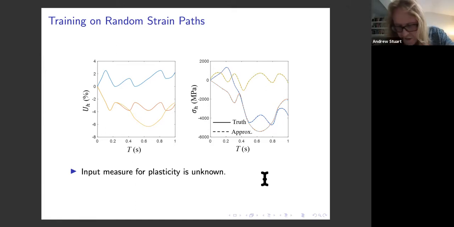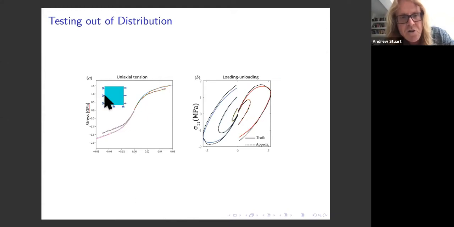And so there's an interesting question here about how to design the training measure so that out of distribution it still performs well. And we found experimentally that by training with random strain paths, we learned models that were efficient when used out of distribution in a number of natural physical experiments. These go by the name uniaxial tension and loading and unloading. So there are interesting questions here about training when you don't know the appropriate distribution.